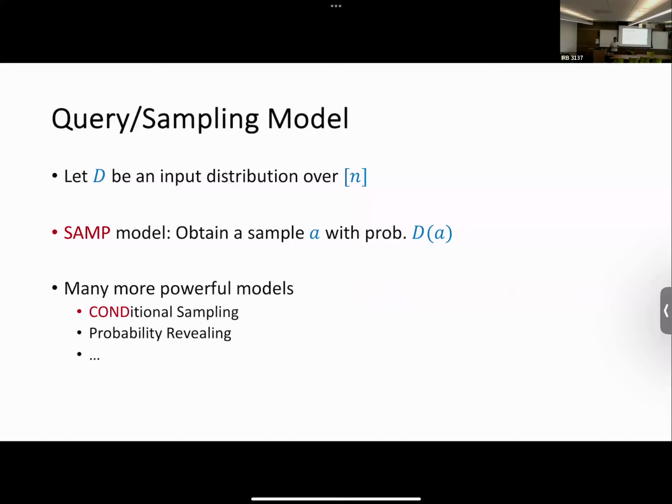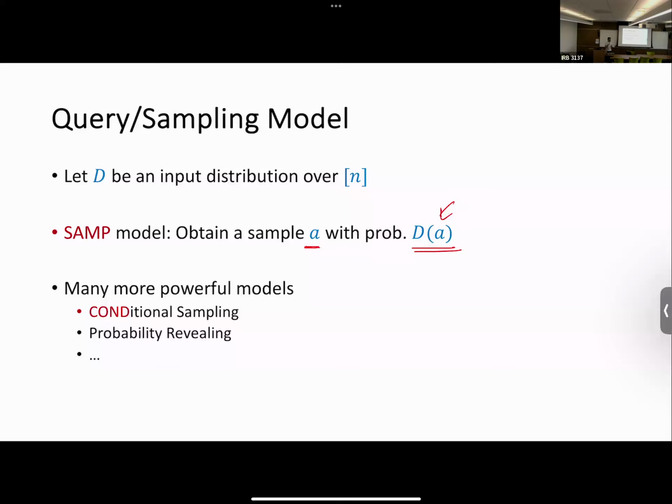So for example, one of them is called probability revealing. What is probability revealing? Previously we were saying that I get each point A with probability dA, so this is just a sample. Now, suppose together with this sample, I also get to know the value of dA. Once I get a sample A, I also have the value dA. So this is the probability revealing model. This is definitely more powerful than the sampling model. Then the question was how we can leverage this information of probability and how efficiently we can test certain properties.